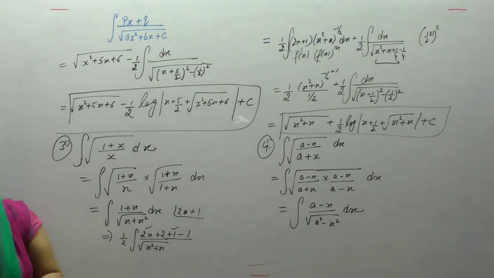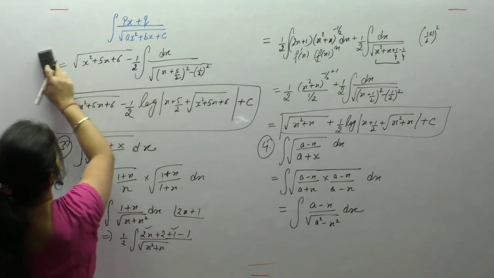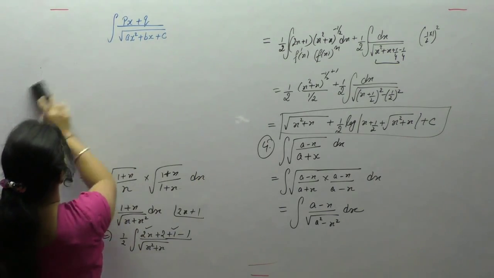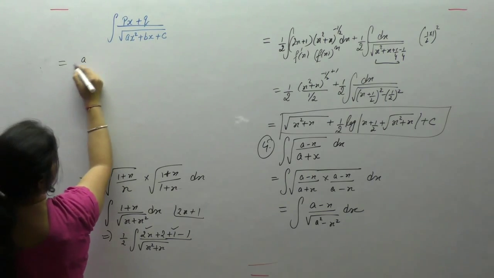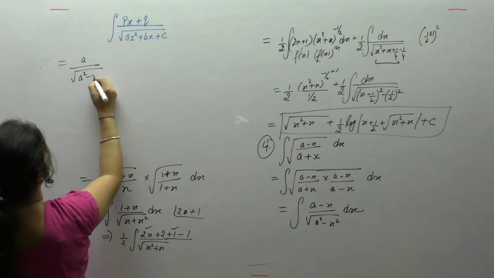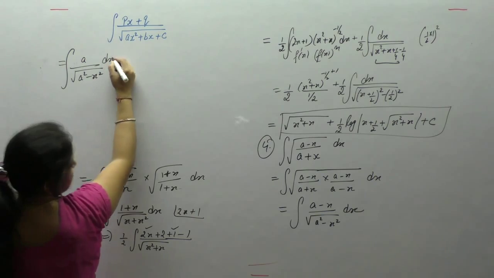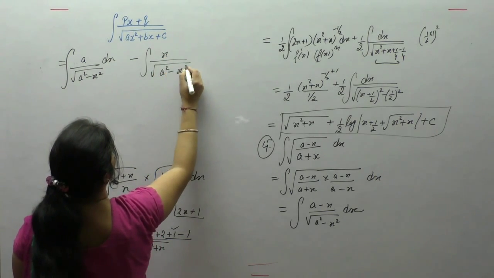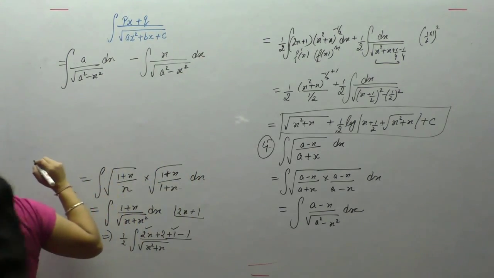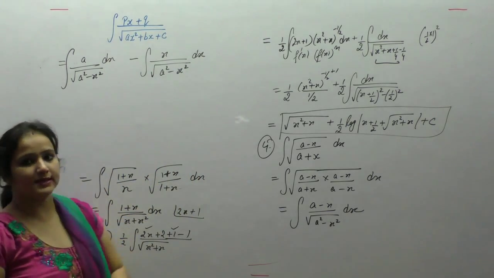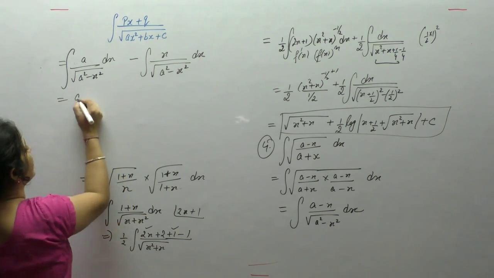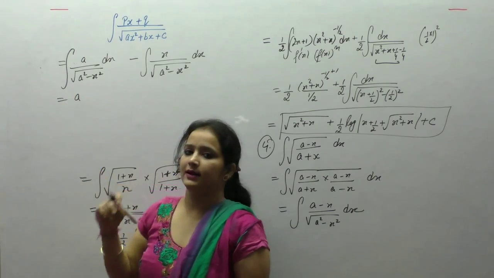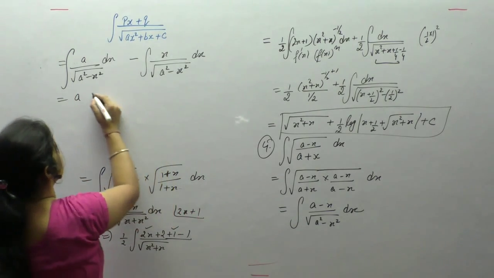Now separate the terms first. A upon square root of a square minus x square, minus x upon square root of a square minus x square. Now here we will apply the formula. A is constant. Integral of 1 upon square root of a square minus x square is equal to sin inverse x upon a.